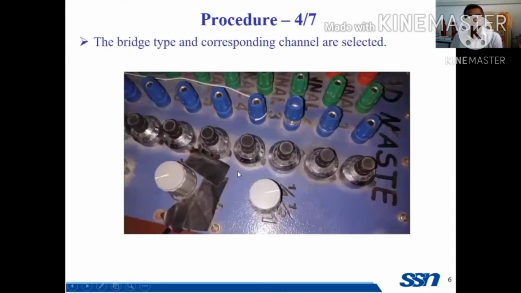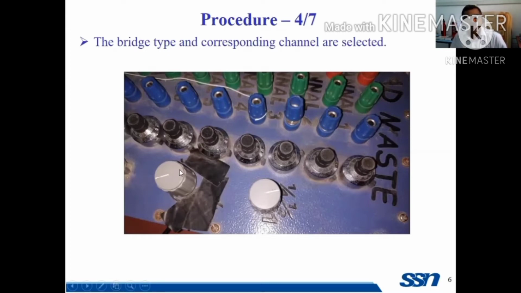Next, this is a knob which is used to connect different bridges. If this is coinciding with the quarter bridge, when you rotate this in the clockwise direction, this is half bridge. Again you rotate, this will be the full bridge. So for connecting different bridges, we can use this knob.